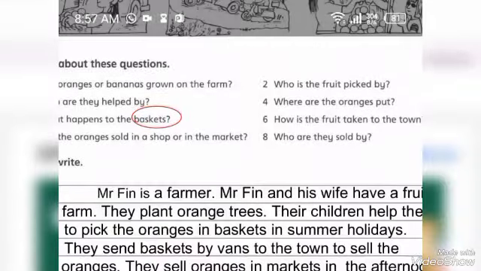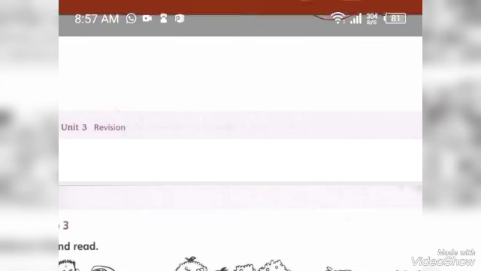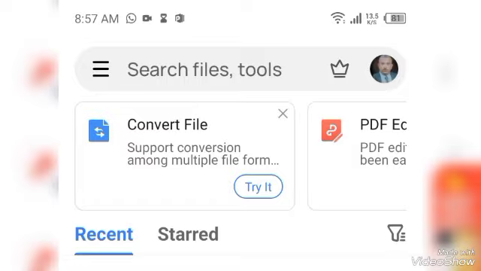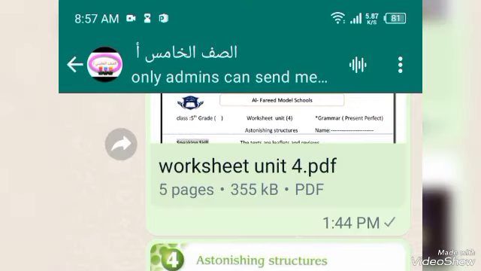Go with me to the next unit. Go with me to Unit 4. In Unit 4.